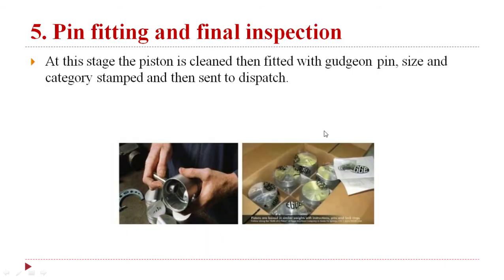The next and last stage is pin fitting and final inspection. At this stage, the piston is cleaned, then fitted with the gudgeon pin, and the size and category are stamped on the piston, and then sent to dispatch. This is how we make piston by using the casting method.